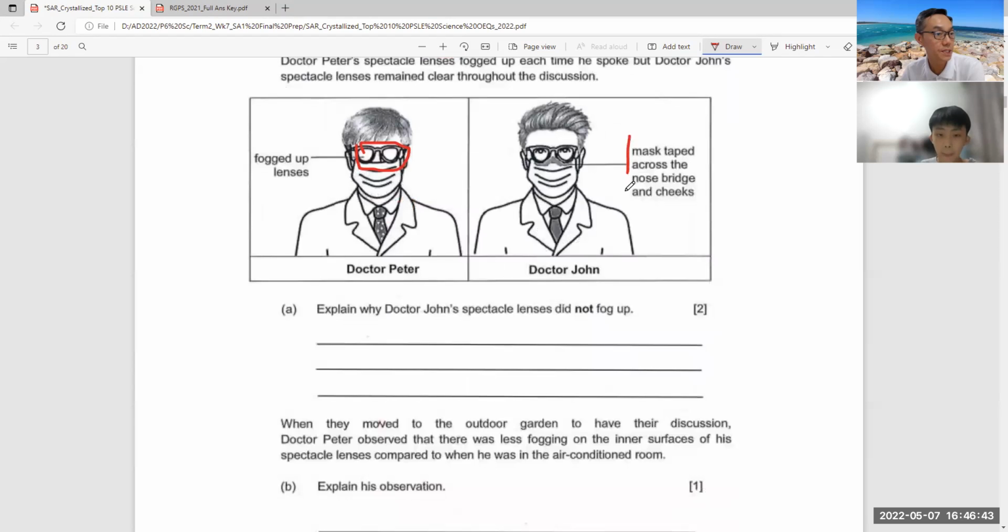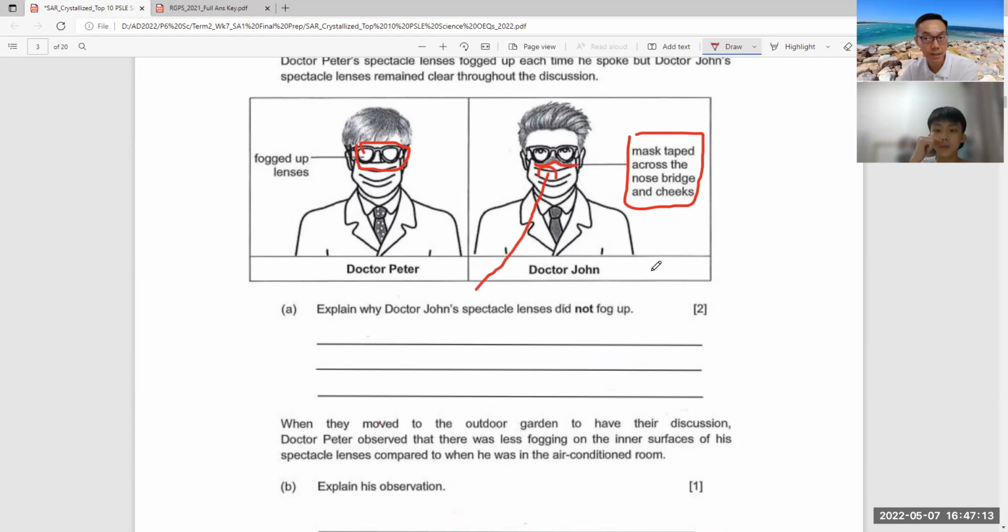So what's the difference? You can see here, this part, Dr. John, his mask was being taped across the nose bridge. Okay. So when you wear a mask, sometimes you can push down, there's this flexible thing, right? But he does one extra step. He goes and tapes it across his nose bridge. So maybe he used a type of Scotch tape to tape it. So they say, explain why Dr. John's spectacle did not fog up.